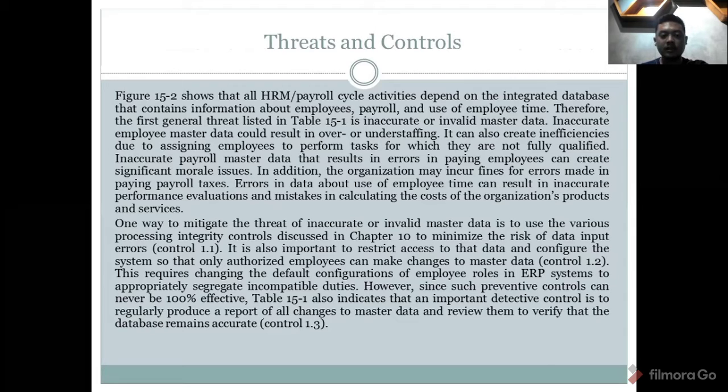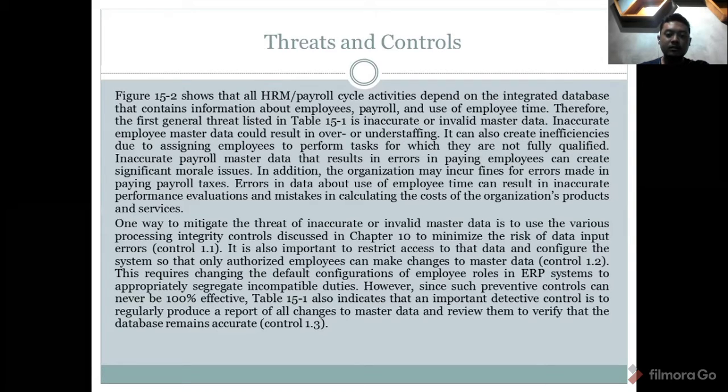Threats and controls. Figure 15.2 shows that all human resource management or payroll cycle activities depend on the integrated database that contains information about employees, payroll, and use of employee time. Therefore, the first general threat listed on table 50.1 is inaccurate or invalid master data.